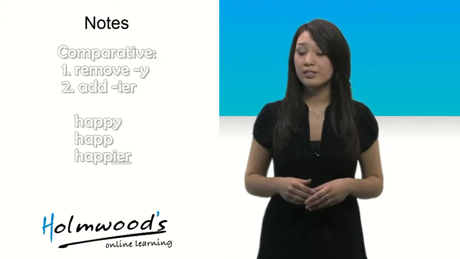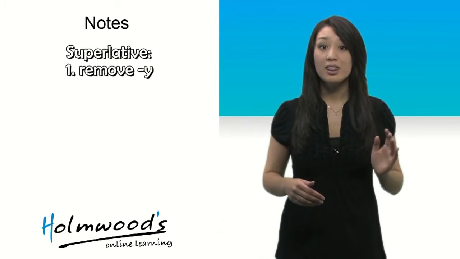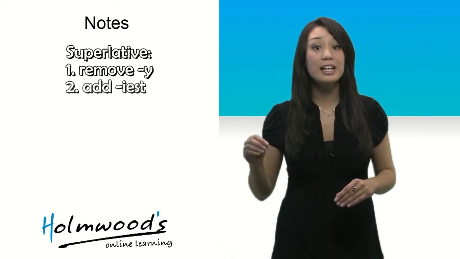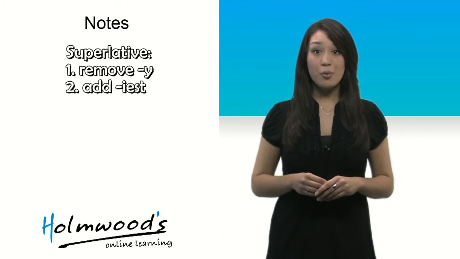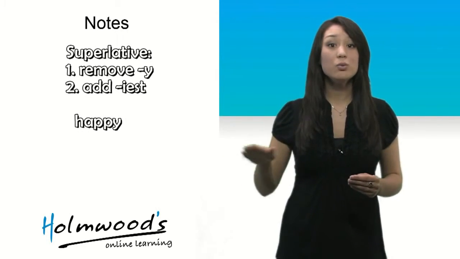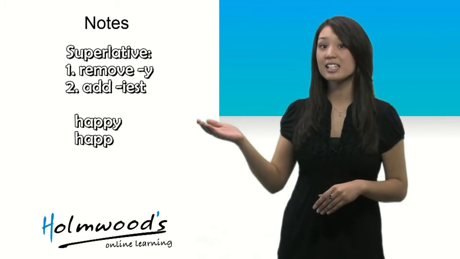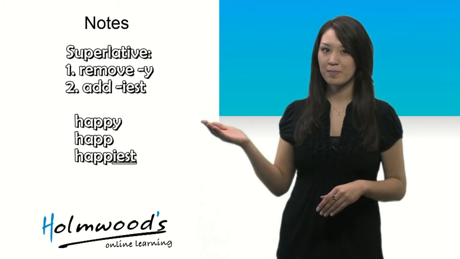Forming the superlative is similar. First, we delete the y, then we add iest. So, in the adjective happy, we first delete the y, then add iest to get happiest.